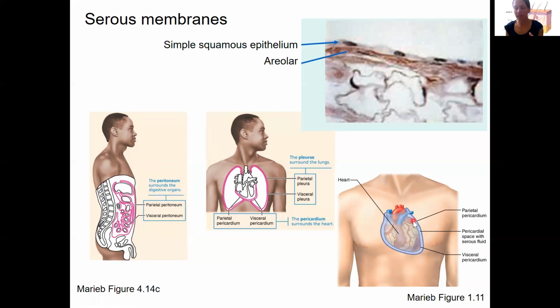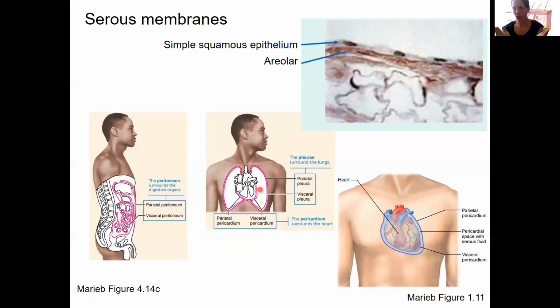The purpose of these membranes is actually to minimize friction. They're really thin and they've got a small space in between. Your heart is constantly beating. Your lungs are constantly expanding and relaxing, which would create a lot of friction if you didn't have some sort of barrier. So these three examples here, one is the peritoneum, one is the pericardium, zoomed in here, and one is the pleura. Those three are serous membranes that are all composed of these two layers.